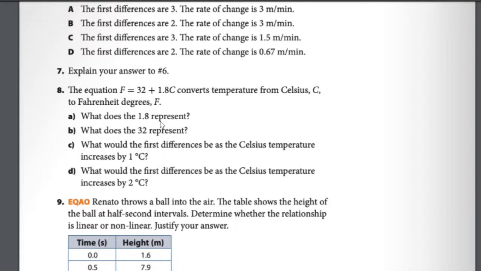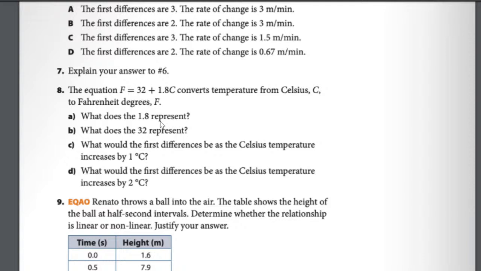What does the 32 represent in part B? Well, that would be our initial value. So the 1.8 is our rate of change, our 32 is the initial value. Now the question says, what would the first differences be as the Celsius temperature increases by 1?